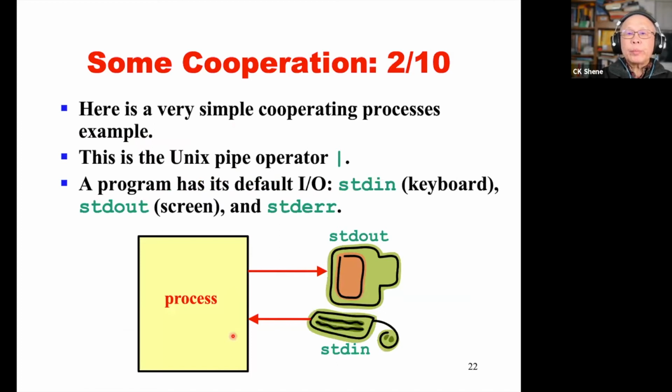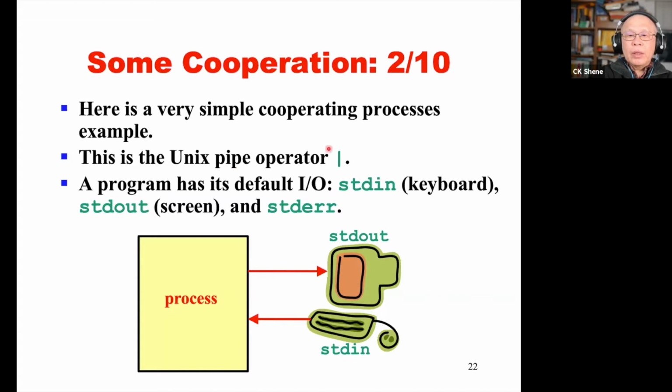Remember, when a program runs in the foreground as a process, it has its stdin from the keyboard and its output is sent to stdout, which is the screen. More precisely, it's not the screen. It's actually the terminal you open to run this process. So this is what we need to know.